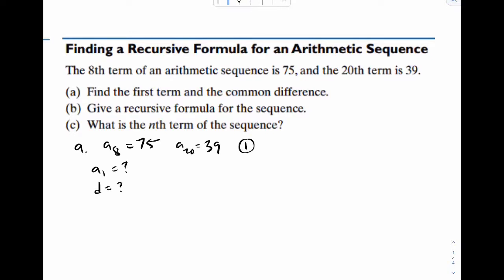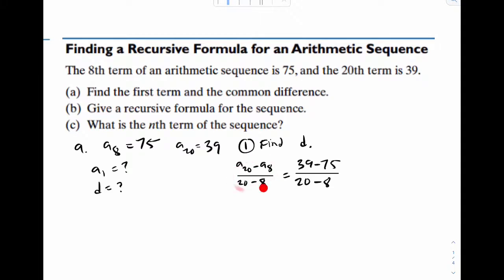So first, we definitely want to find your common difference. To do that, we're going to think about what we're given. We know the 8th term is 75, the 20th term is 39. So the best way to approach this would be subtraction. We're going to do 39 minus 75 divided by 20 minus 8. Now you might be thinking, why did I do that? Essentially what I'm saying is, I want to take the 20th term, subtract the 8th term, and then do 20 minus 8 on the bottom.